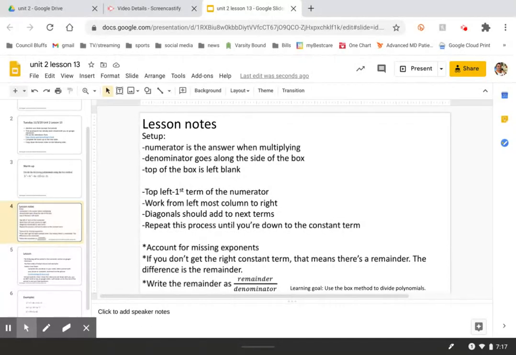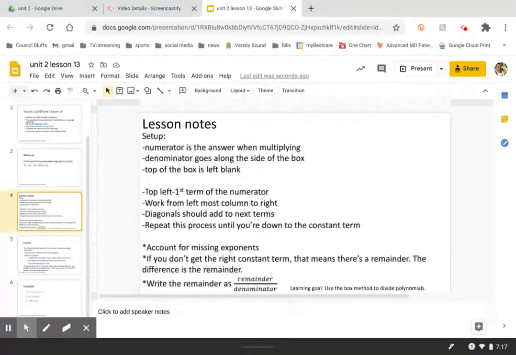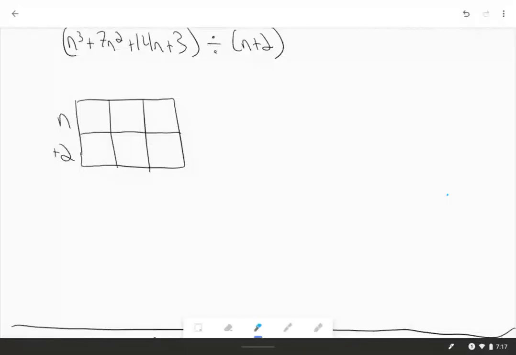All the examples we've done so far, when we divide, we end up with the right constant term at the end, but that's not always going to happen. So if you're doing the process correctly and you don't get the correct constant term at the end, that means there's going to be a remainder, and that difference is the remainder. And we're going to write it as the remainder divided over the denominator, as an extra term, essentially. So let's take a look at the examples, and I'll show you what this means by going through an example.